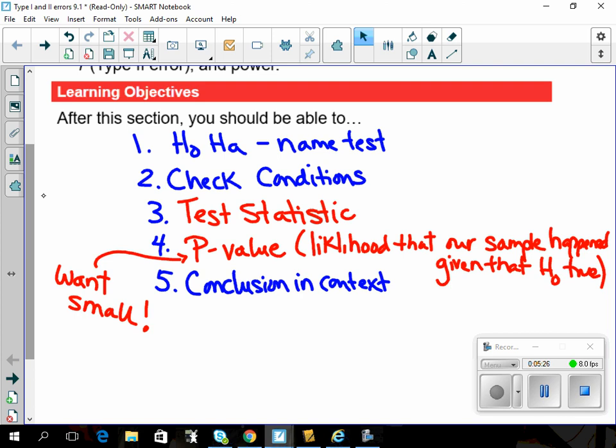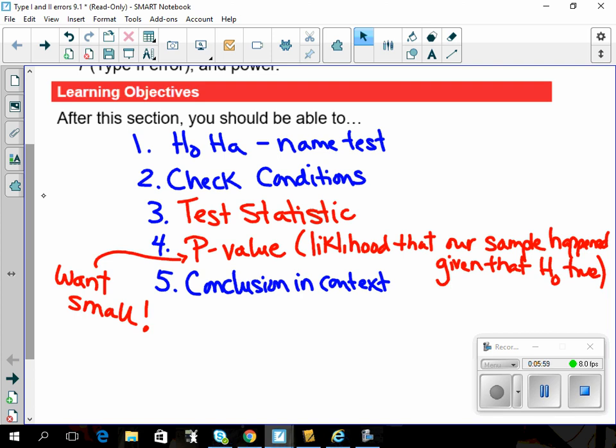We did a free throw shooter example in class, where they claimed 80%, and then our sample was 64. I'm trying to remember exactly the numbers, but if you look back at that lecture, you'll see that the likelihood that our sample happened was really, really small. Remember the little distribution with all the dots, and our p-value was way at the end. It was very, very small, and that's good.